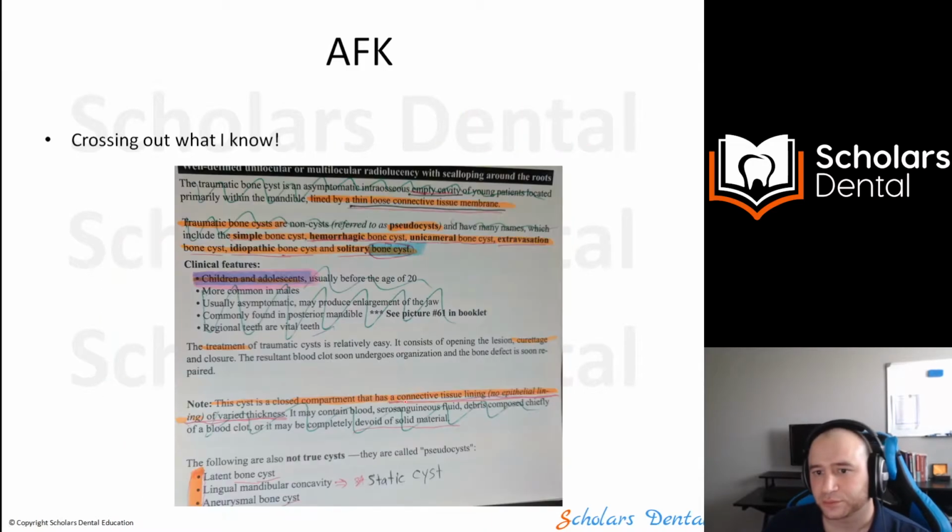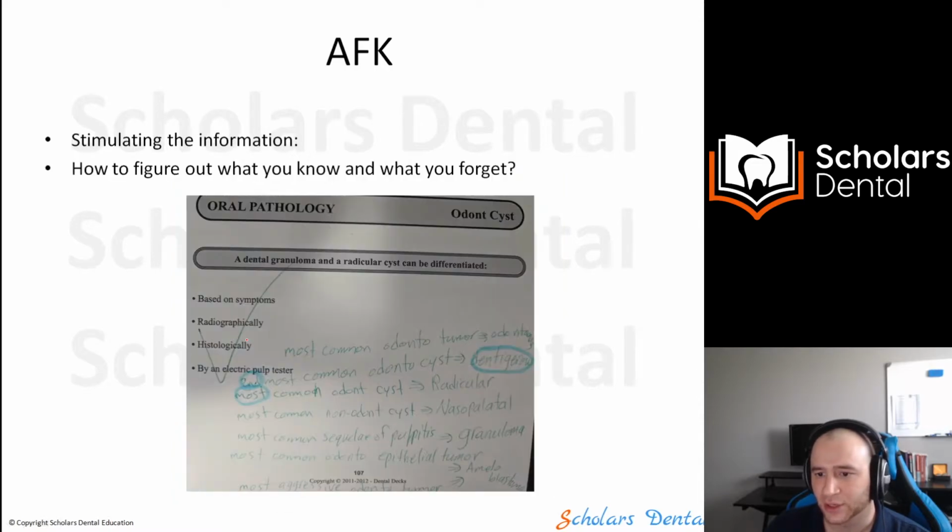Okay. Here's another one, for example, where I cross out things. For example, this specific lesion, it's more common in males. Okay, well, I have a rule. All tumors are common in males, so I don't need to memorize that. So we give you some of these rules, kind of like that, okay? Crossing things out.